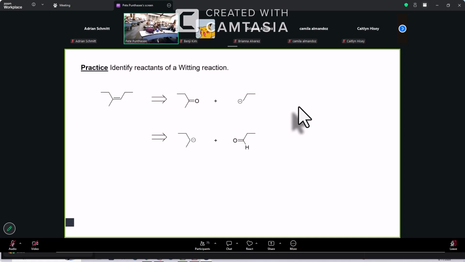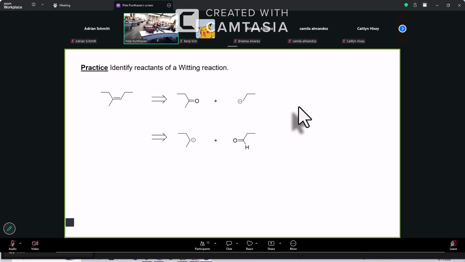Both work, but one of them is more efficient. And where does the efficiency come from? Efficiency comes from making an ylide in this situation. Think right here. If this one, go with the top one. If on the right side, this propyl group is an ylide.